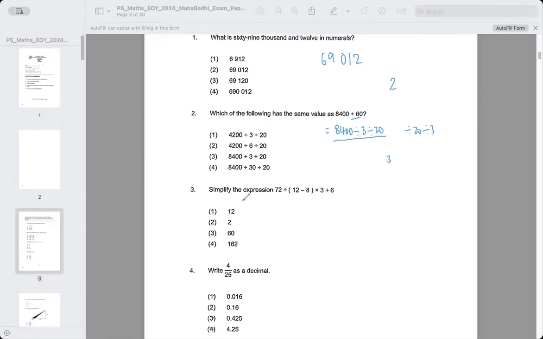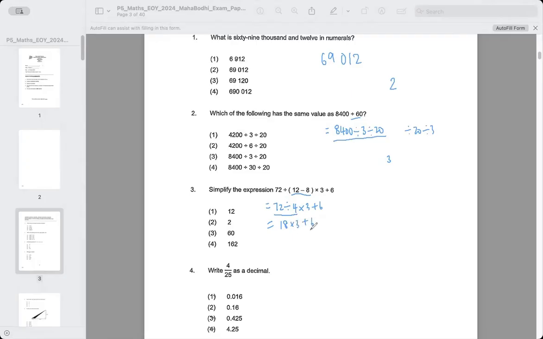Okay, question 3, simplify the following expression. So for question 3, you need to know your order of operations. So based on this, we need to do the one in the brackets first. So the 72, then divide by 12 minus 8 will be 4. The rest we just copy down. Okay, so here you have division and multiplication. So if they are the same priority, we have to do left to right. So I'll do 72 divided by 4 first. That will be 18. Then the rest will just be the same.